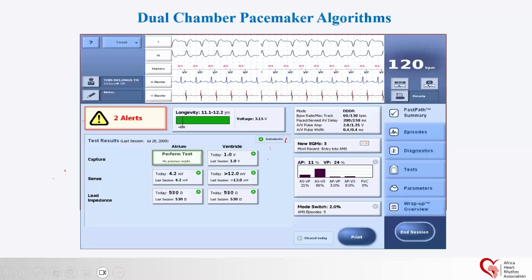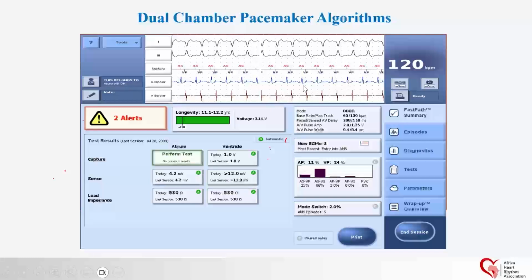When we interrogate the device in the Abbott pacemaker, we will see the first interface on the screen. So let's see what we have in this interface. We have an ECG. If we have already connected the ECG cable, we have D1 and D3. We have markers. Here we have a dual chamber pacemaker because we have atrial sensing and ventricle pacing, and we have the atrial channel and the ventricle channel.